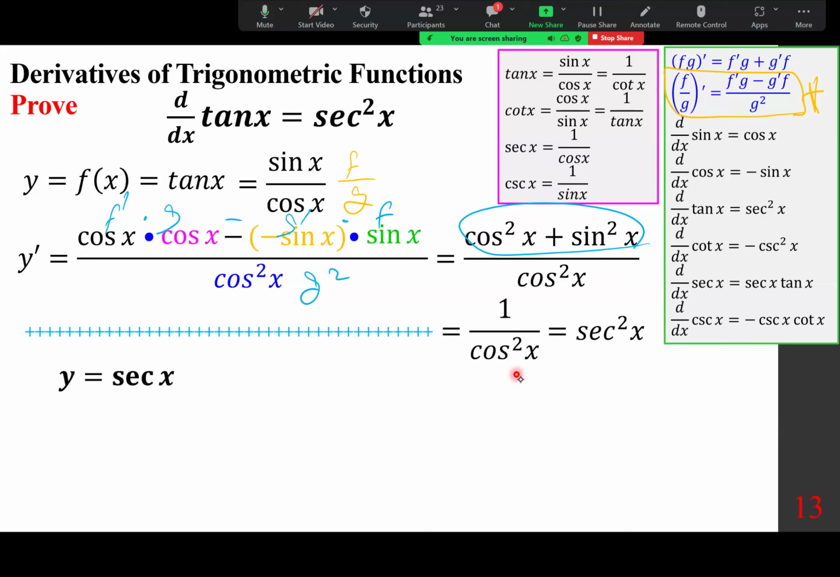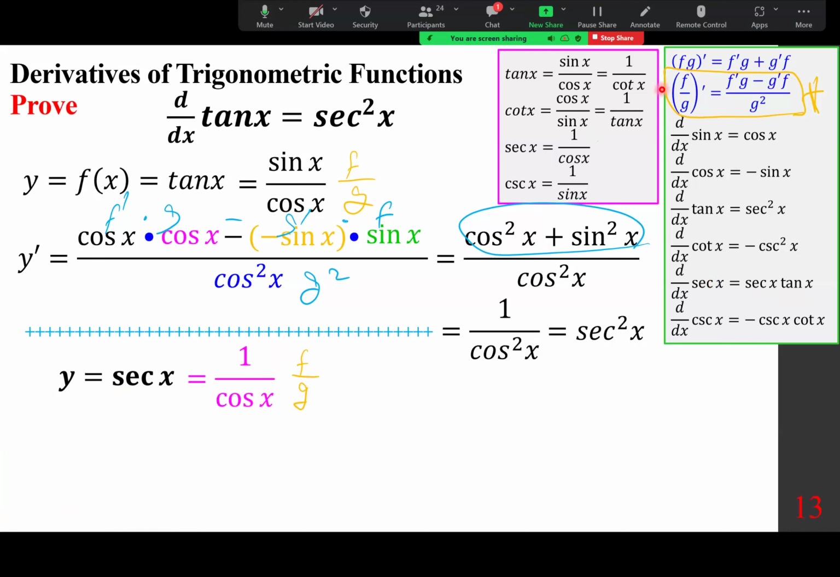What about what I call secant x? We are saying the derivative of secant is secant x times tan x. Let's prove that. We know secant x is 1 over cosine x. We are going to use the quotient rule on that. So we are going to write f over g. F of x is 1, g of x is cosine x.